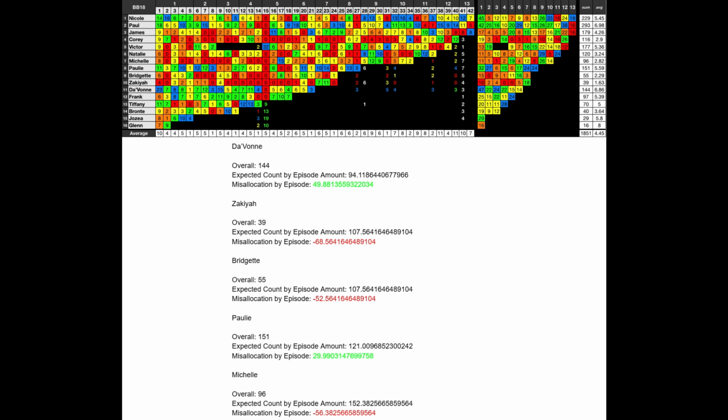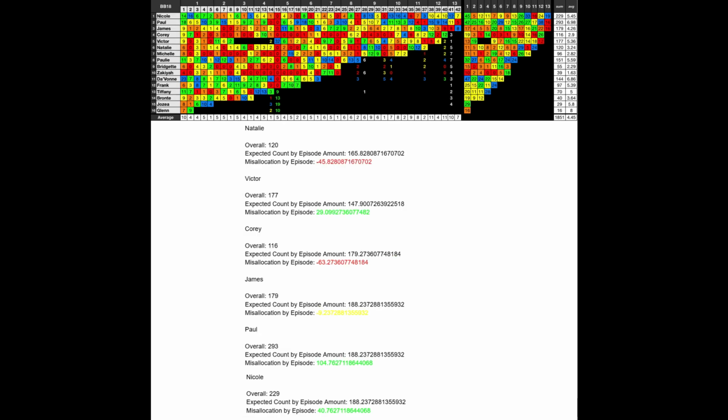So the trend for the early to mid jurors, on average having poor diary room distribution, continues with Michelle, as she got 96 diary rooms and her expected count by episode amount is 152.38, causing her to have a negative 56.38 misallocation, meaning that she's missing a third of the diary rooms that she should have had if things were fairly distributed.